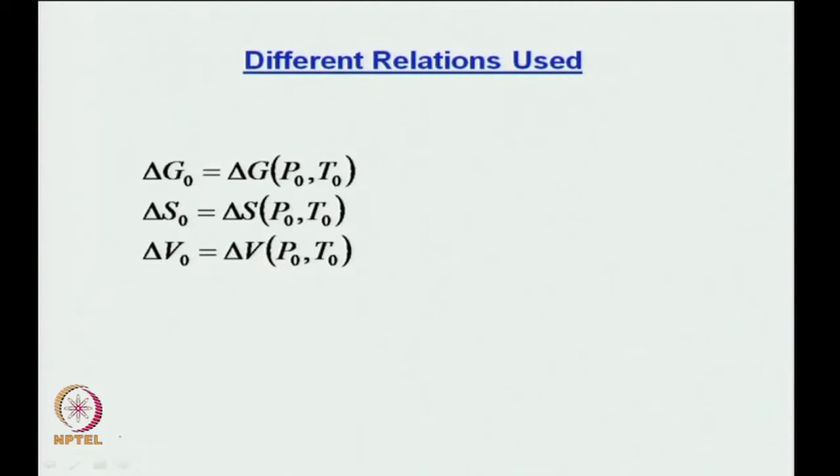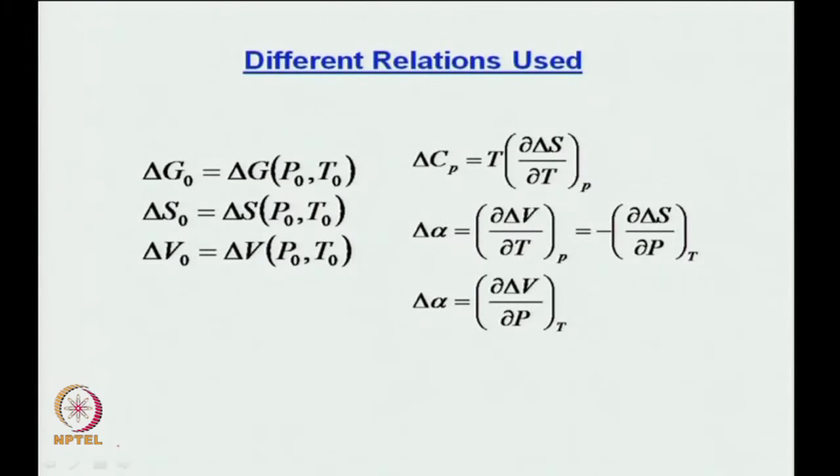So what are the different relations we used in this case? The first column are the respective delta G naught, delta S naught, delta V naught. These are constants at a respective pressure and temperature which we define as P naught and T naught, for all the three. And then we also had delta Cp equal to T of delta S over delta T at constant P, delta alpha is delta V over delta T at constant P, which by Maxwell's relation gives you that respective relation with entropy as a function of pressure at constant temperature.